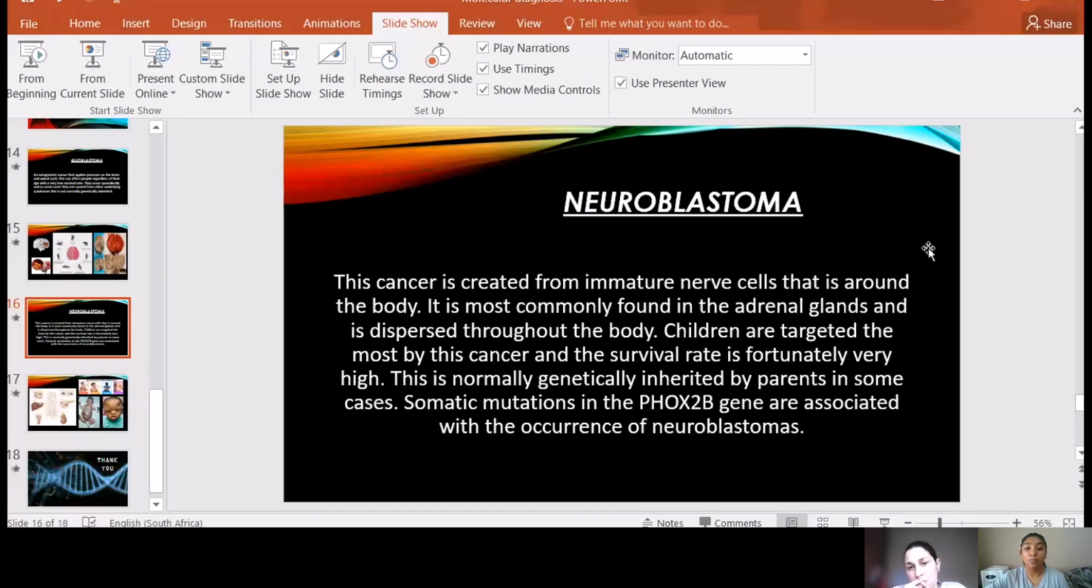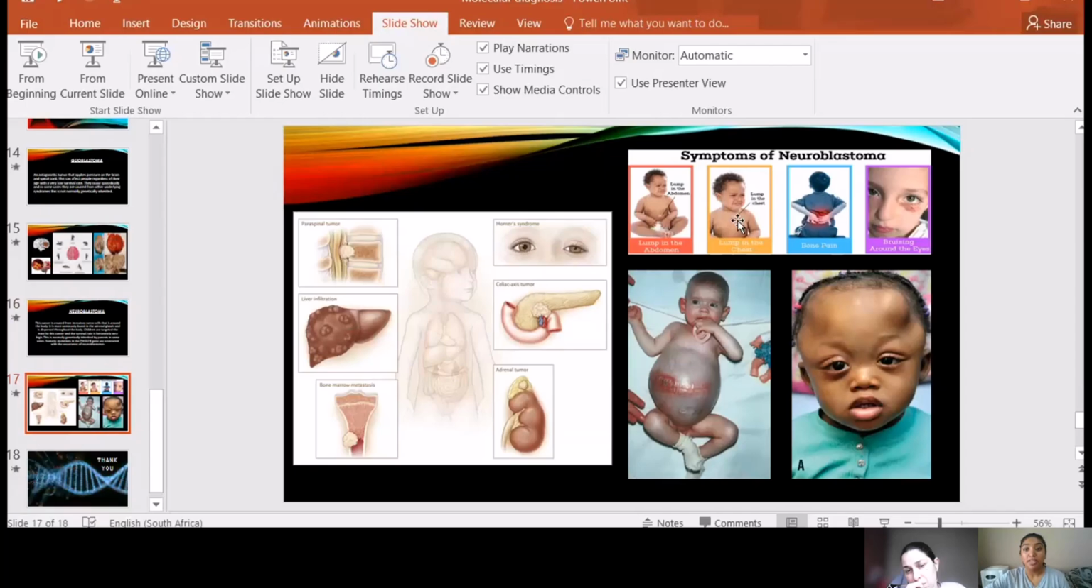This is normally caused by a somatic mutation in the PHOX2B gene, and this causes the occurrence of neuroblastomas. These are some of the signs and symptoms of a neuroblastoma. So if any of these signs and symptoms are found in children, it should be diagnosed immediately so that the child can have an active life ahead of them.